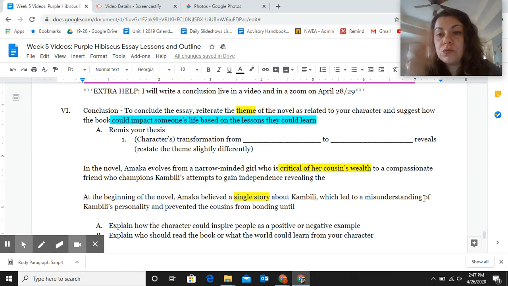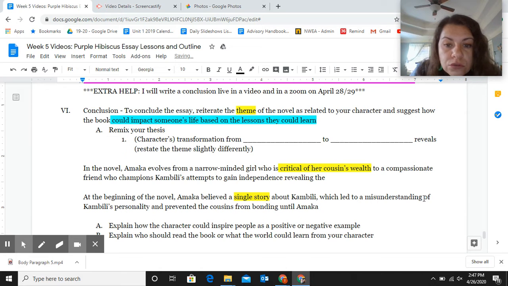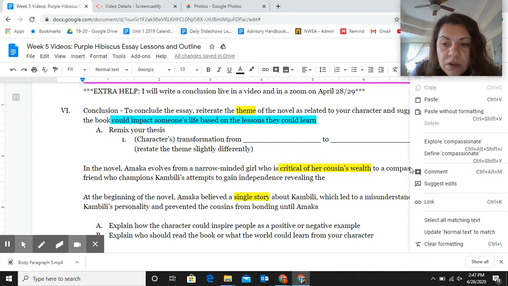I was gonna try to do a fraction, like math, make it steamy, but that was too much. Then it's cousins for bonding until Martha. Martha. Compassionate. Okay, let's find another word for compassionate.